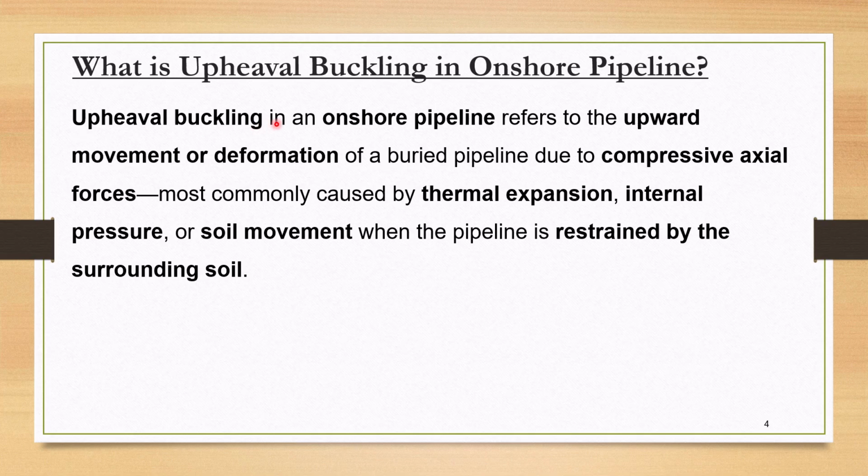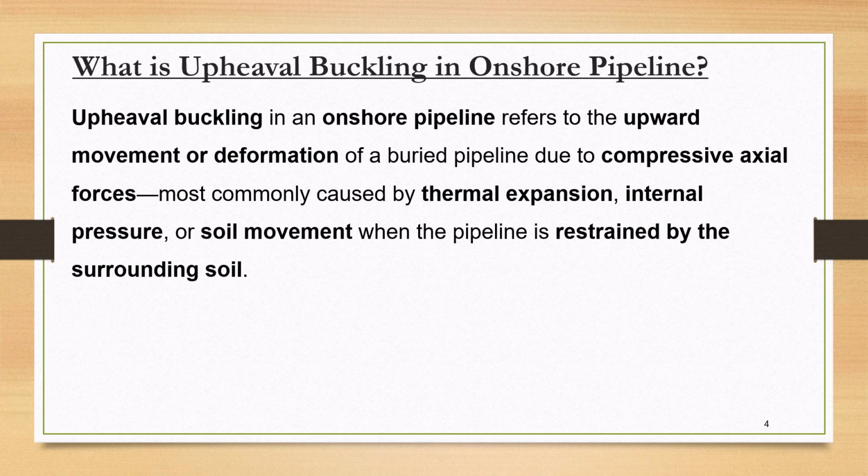So upheaval buckling can be defined as the upward movement or deformation of a buried pipeline due to compressive axial forces, most commonly caused by thermal expansion. This is one of the main factors. The second main factor is internal pressure, and sometimes soil movement when the pipeline is restrained by the surrounding soil. But in this specific course, we will be explaining the first two causes, that is thermal expansion and internal pressure.